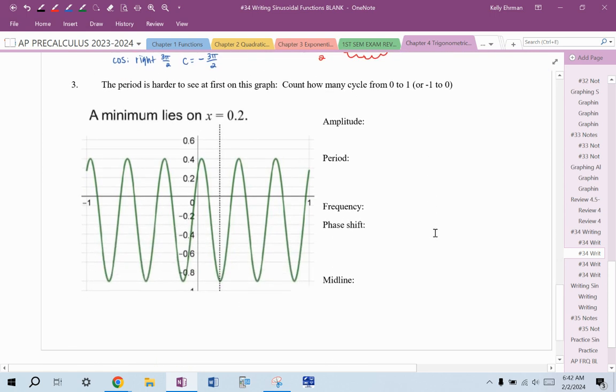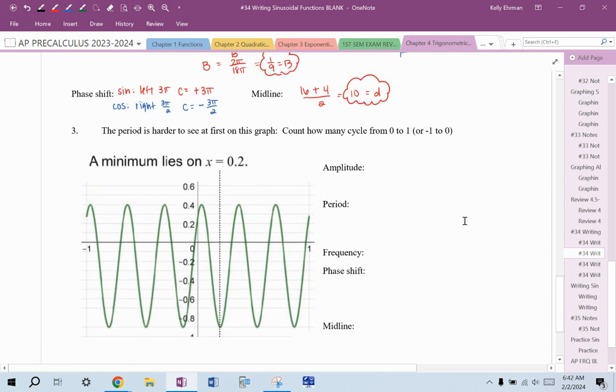Okay, now this last example is a little bit harder, not necessarily because of the midline and amplitude, but on the period. Notice how there aren't a bunch of tick marks here. But what they do tell us is that this point right here is at x equals 0.2. So we'll use that in a minute. But first, let's find the midline.